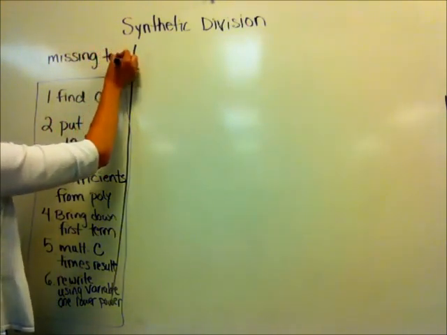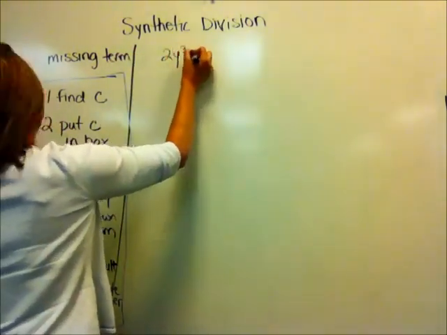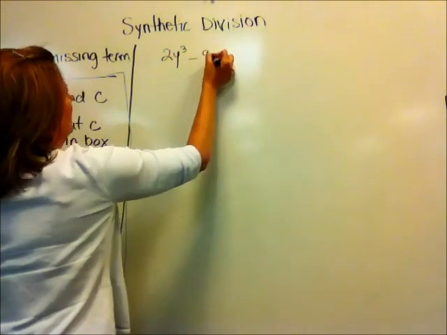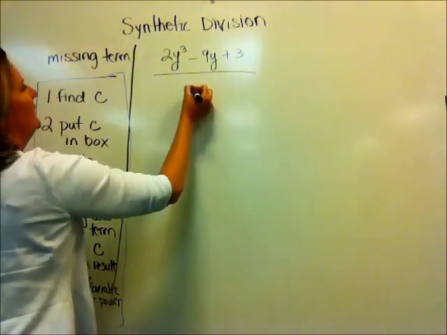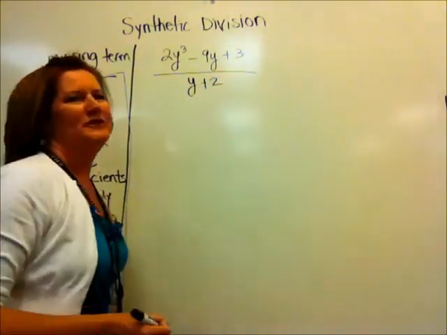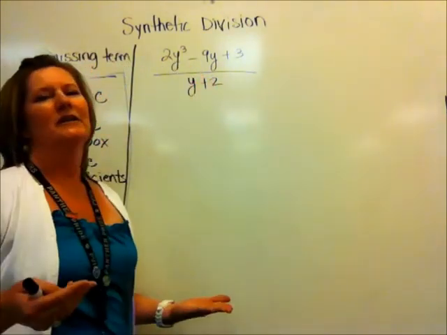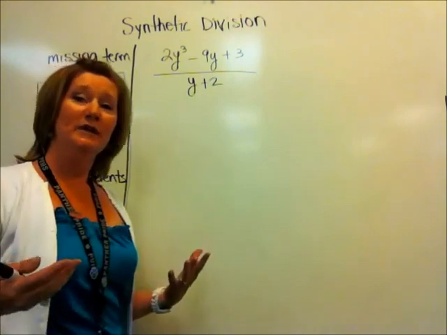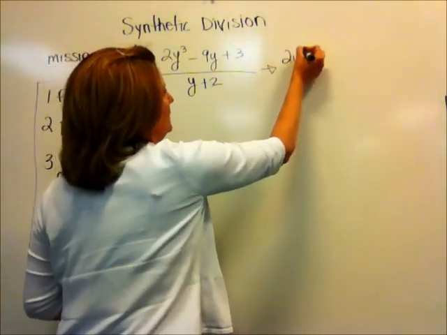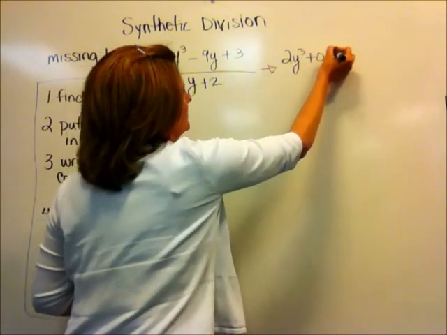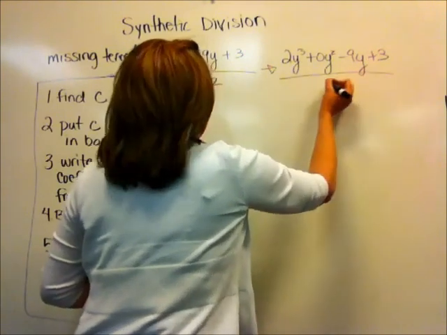So missing term. So we have 2y cubed minus 9y plus 3. That's a y. Sorry, I didn't make it the same. And it's all over y plus 2. So the first thing you want to do is check, do you have all the terms? So I have y cubed. Oh, I don't have y squared. Okay, well, I need to put it in. So I'm just going to go ahead and rewrite it right over here. I would have 2y cubed plus 0y squared minus 9y plus 3. And that's all over y plus 2.